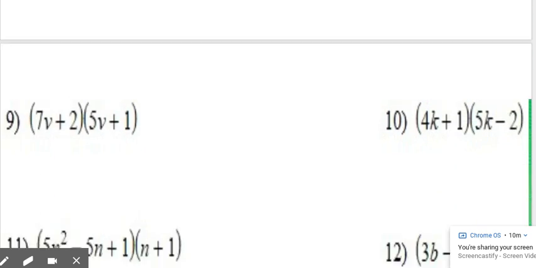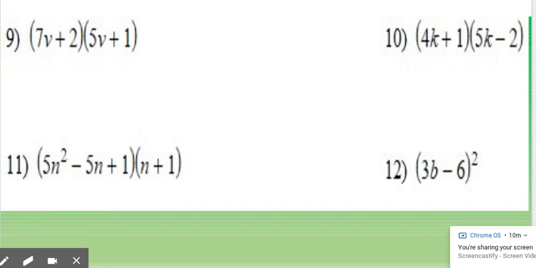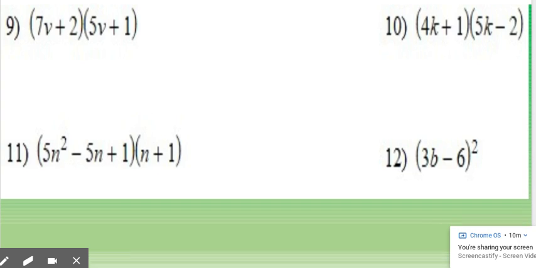All right, let's do one last set of multiplication just to make sure we're good to go before our quiz here. Pause the video and complete these 4 problems.